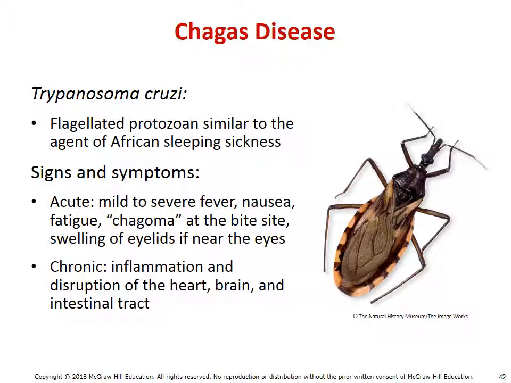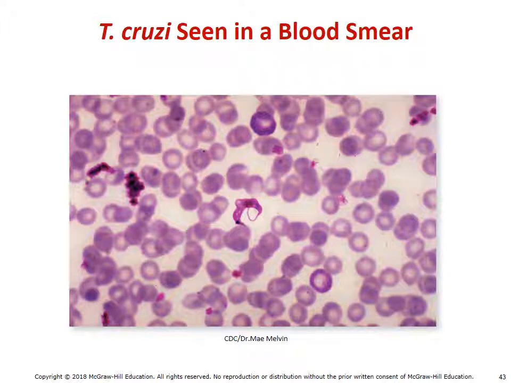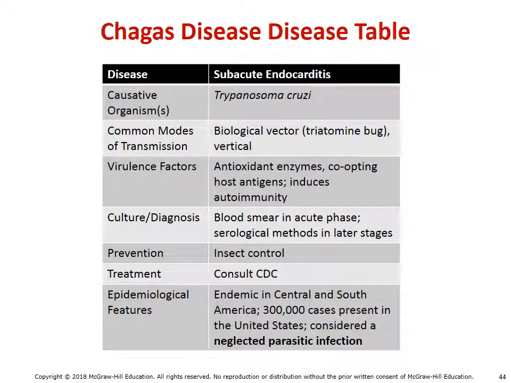One problem is if this is again a long-term infection, that protozoa starts messing with the brain, heart, and intestinal pathways. And it is not uncommon to see a person drop dead because their heart stops beating. So you can see again the trypanosome in the blood smear. You can see a flagellated protozoan in the blood would be a trypanosome. So here's that summary on, again, Chagas.